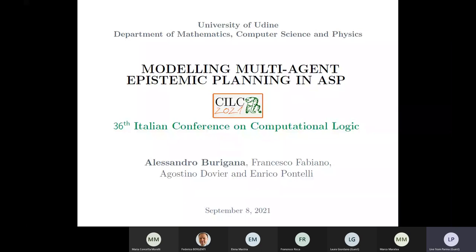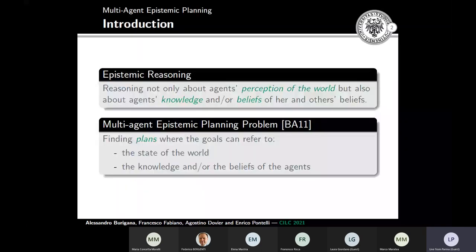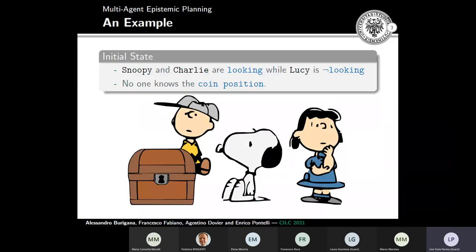We have an extension of PDDL planning where we have multiple agents and we want them to reason about the perception of the world and their perception of other agents' knowledge and/or beliefs. So the goal of the plan will refer to these two kinds of information. And here we have a similar example to yesterday.